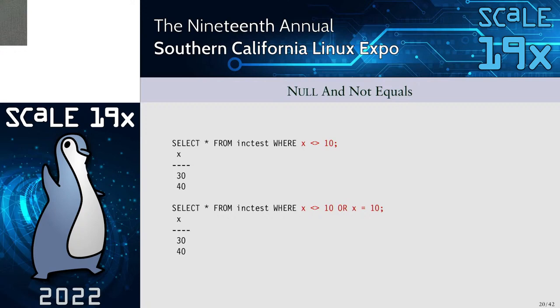Another kind of example, not equal to 10. That's another great one. So how many rows don't equal 10? 2 rows. And the last one is crazy. How many rows either equal 10 or they don't equal 10? Right? You would think that would be all your rows.